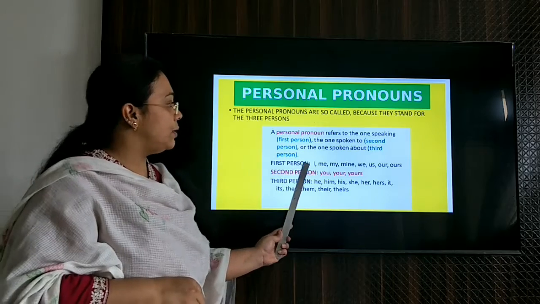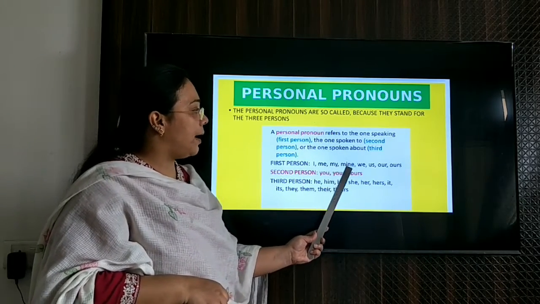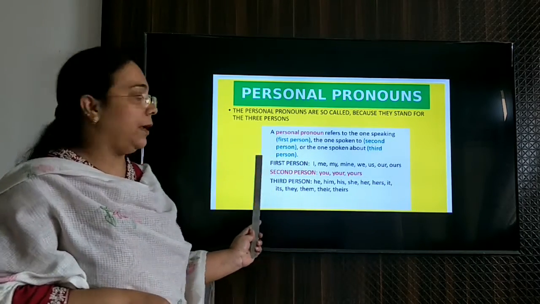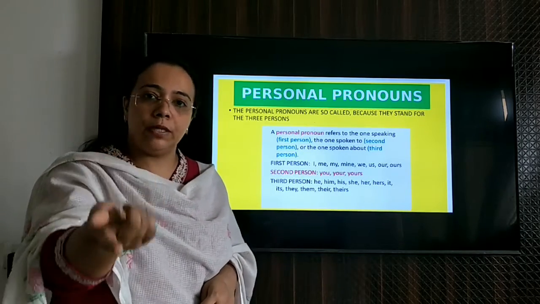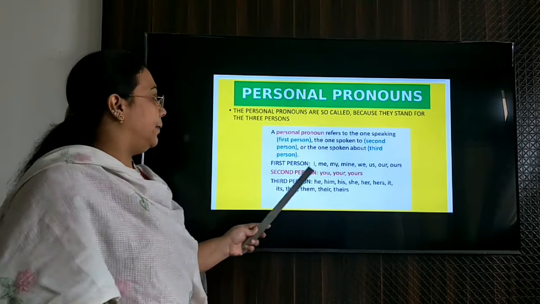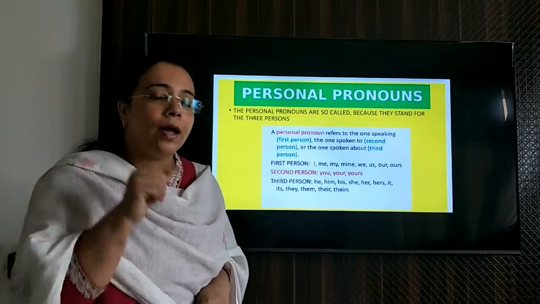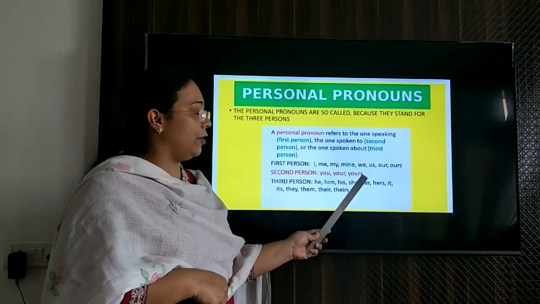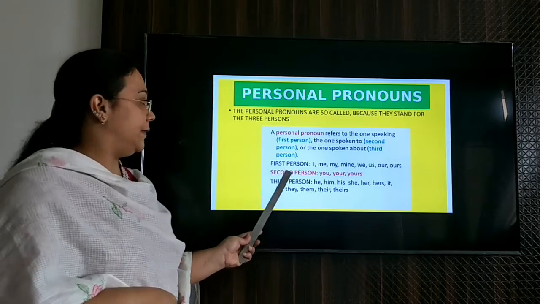For the first person we use these pronouns: I, me, mine, we, us, our, ours. The person who is speaking. Second person: the person who is listening, or to whom we are speaking. Whom are we talking to? Second person. You. You are a good girl. You are my student. Okay? You, your, yours. We use these for second person.